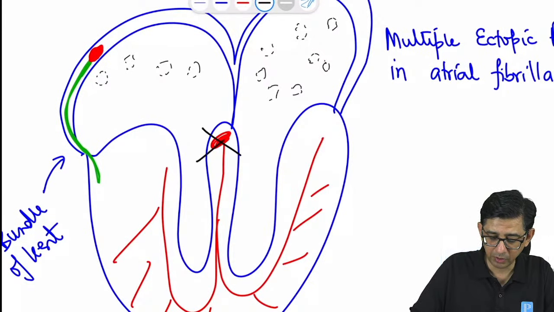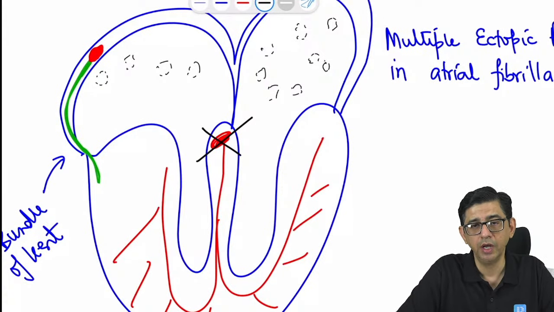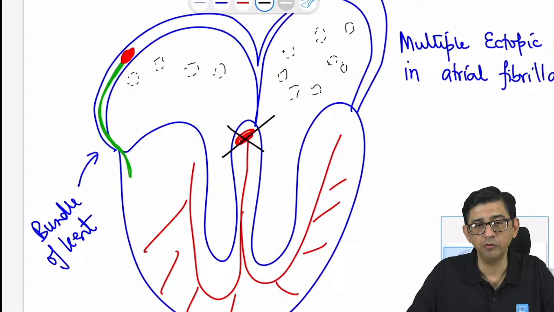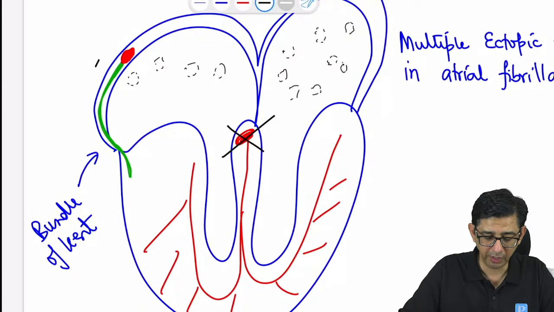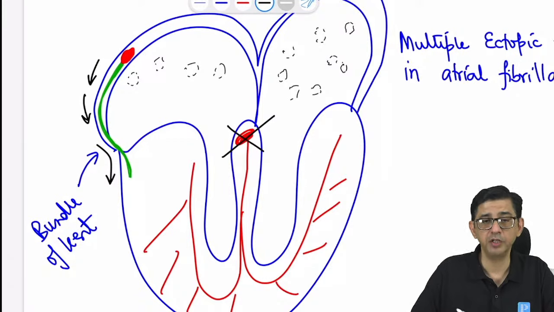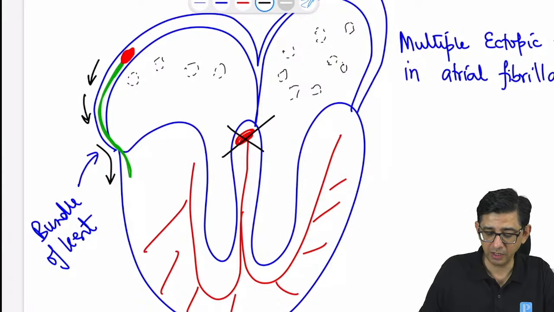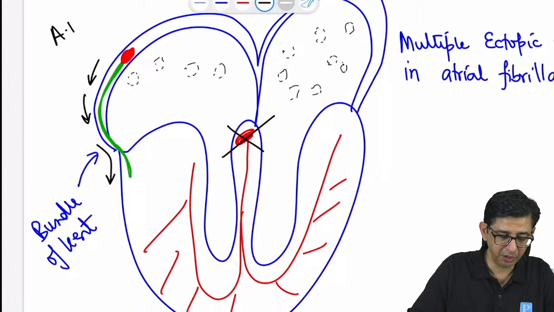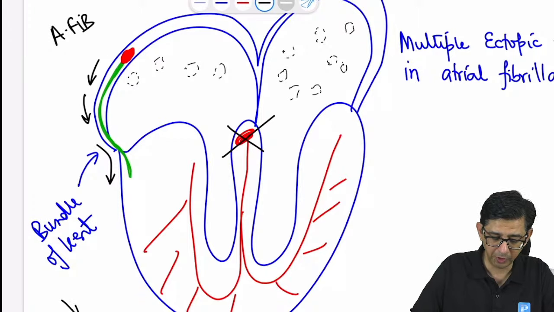Now, if by mistake I give adenosine to this patient, then what adenosine will do is that it will block the conduction at the level of the AV node. And if you block the conduction at the level of the AV node, then the impulses of the SA node will directly go via the bypass tract and will cause excitation of the ventricles relatively faster, and this will cause atrial fibrillation to get converted into ventricular fibrillation.